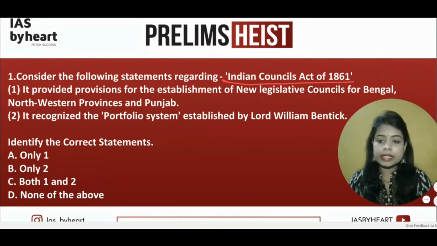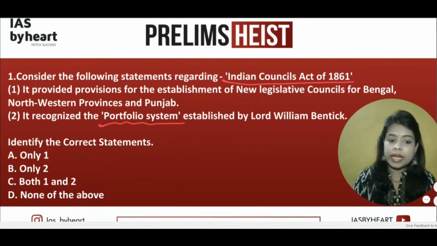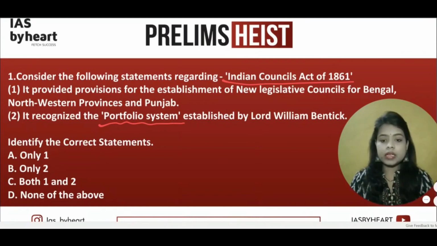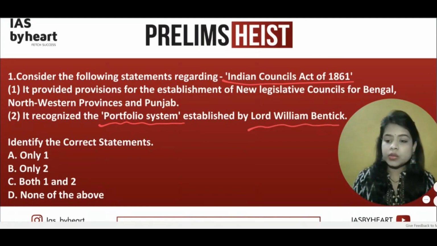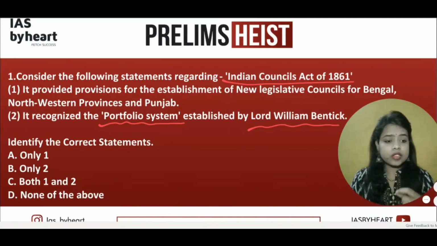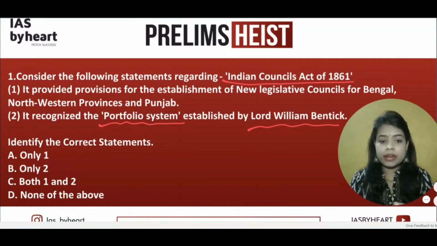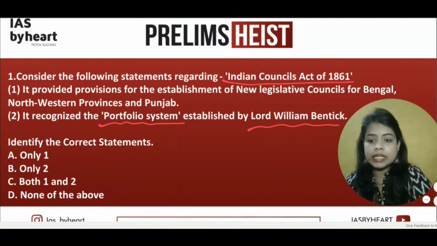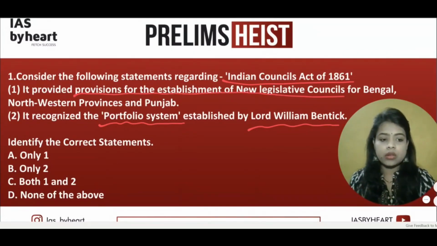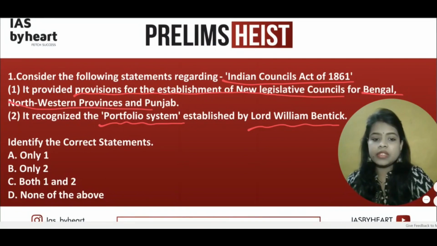And then the next important thing is that it recognized the portfolio system established by Lord William Bentinck. So Lord William Bentinck and the portfolio system are the two important keywords which are given here. So in the historical background acts, every act will have certain important features or unique determinants which are not available in the other acts. So here, immediately when you see the Indian Councils Act 1861, you should get reminded that it is talking about the portfolio system. In the same manner, if you have read the act properly, you will understand that it has provided for the establishment of new legislative councils. So the only thing now the question is, are the areas correct? And is the name which is given, is it correct?